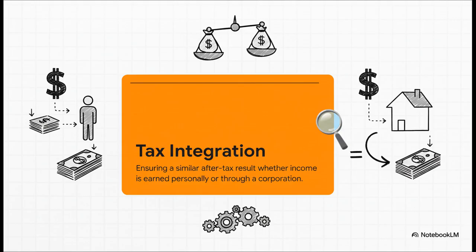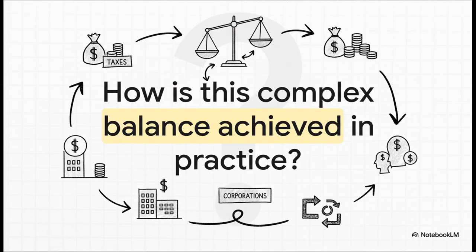The goal of tax integration is what we call tax neutrality. In a perfect world, it means that after all the taxes are paid, the amount of cash you have in your pocket should be pretty much the same no matter which route you take. So, that's the theory. But how does the government actually achieve this incredibly complex balance in the real world? Well, it's a bit of an intricate dance, involving different corporate tax rates, dividend tax credits for individuals, and even some unique refundable taxes. Let's start to unpack the pieces of this puzzle.